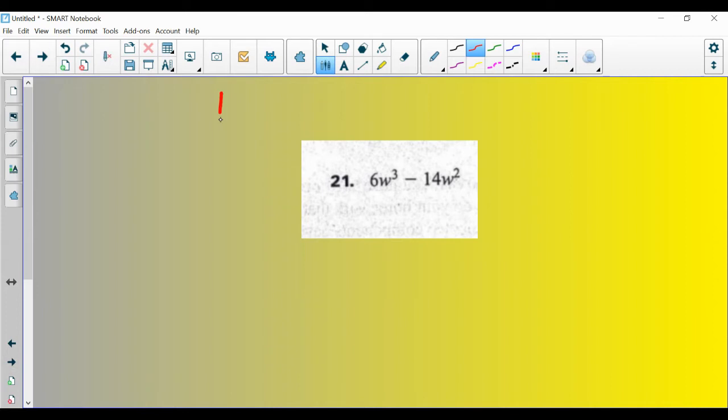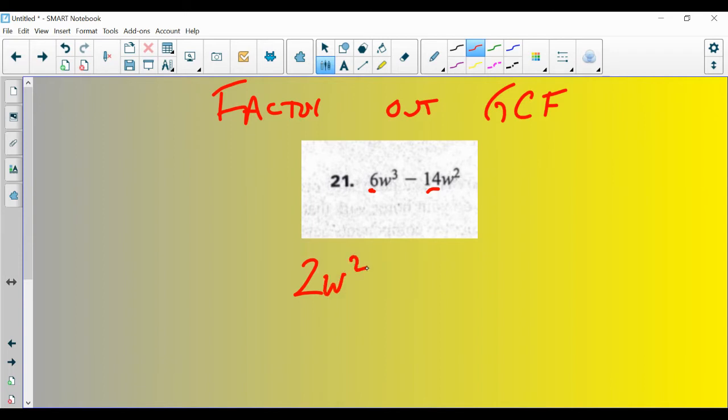In the second section, it says to factor out the GCF, the greatest common factor. And so the greatest common factor between 6 and 14 is 2. The factors of 6, of course, are 1, 2, 3, and 6. And 14 would be 1, 2, 7, and 14. So the greatest number that they both have as factors would be 2. And then also, this one has 3 W's, WWW, and this one has 2 W's, WW. And so in common, they have 2 W's. That's going to be your greatest common factor.